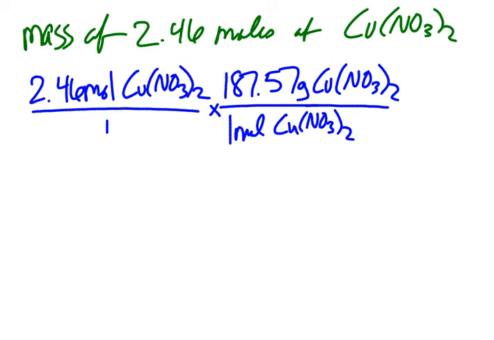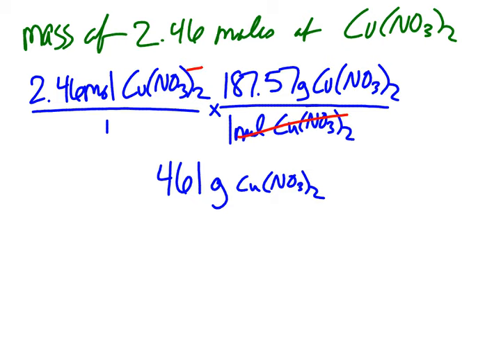So I multiply 187.57 grams by 2.46 moles, with 3 sig figs, and I end up with 461 grams of copper 2 nitrate. Why? Because moles cancel out. Grams copper 2 nitrate.